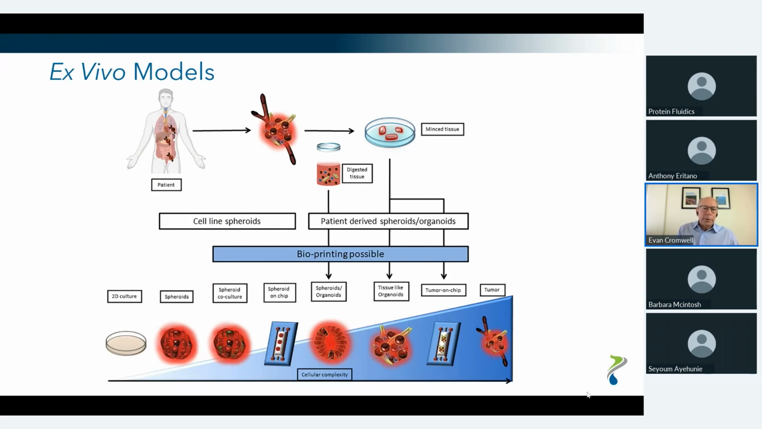Some of the models that we'll be talking about today are spheroid models. You can also do spheroid co-cultures, which better recapitulate, especially for tumor models. And then doing actually tumoroids, and this is something that MatTek has actually been a leader in for the past 20-25 years, is tissue models for tissue on chip, tumor on chip, etc. And so Seyoum will talk a lot about that, a very exciting area.